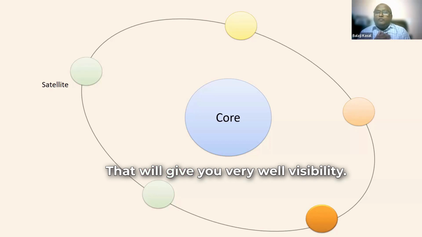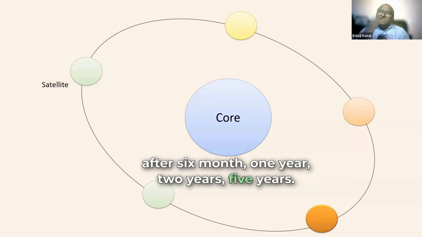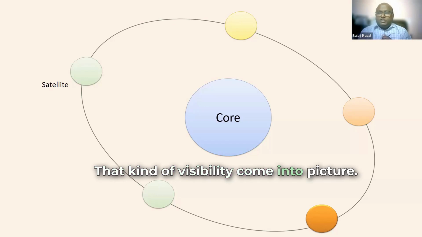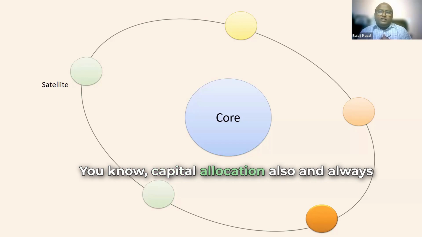That will give you very good visibility, whatever strategy you are following, and where you will be after 6 months, 1 year, 2 years, 5 years. That kind of visibility comes into the picture, rather than just doing something ad hoc, buying something, and capital allocation also.